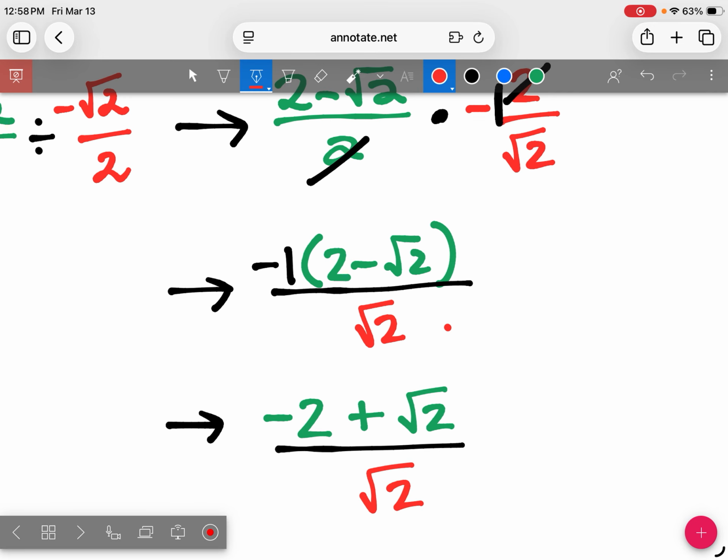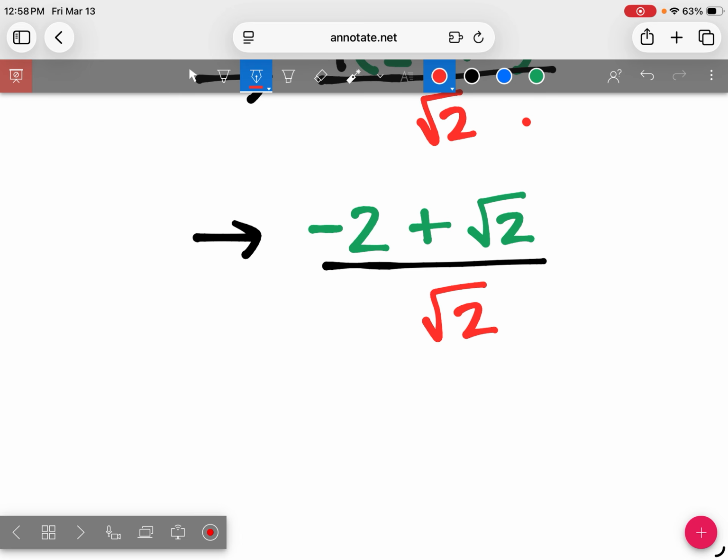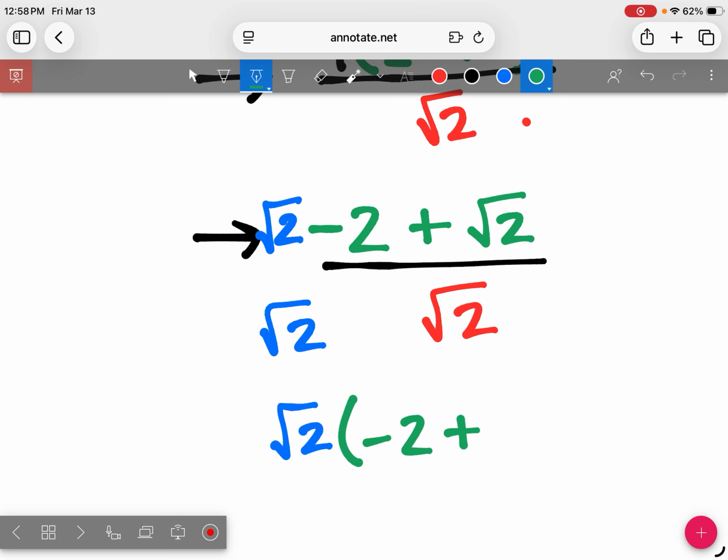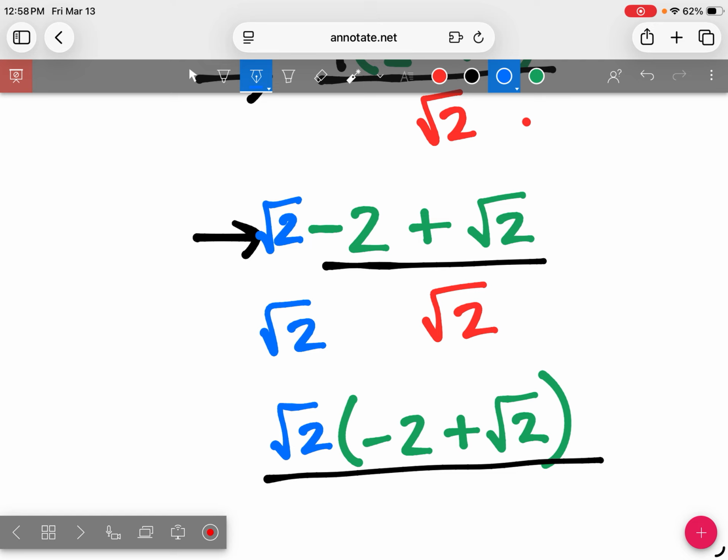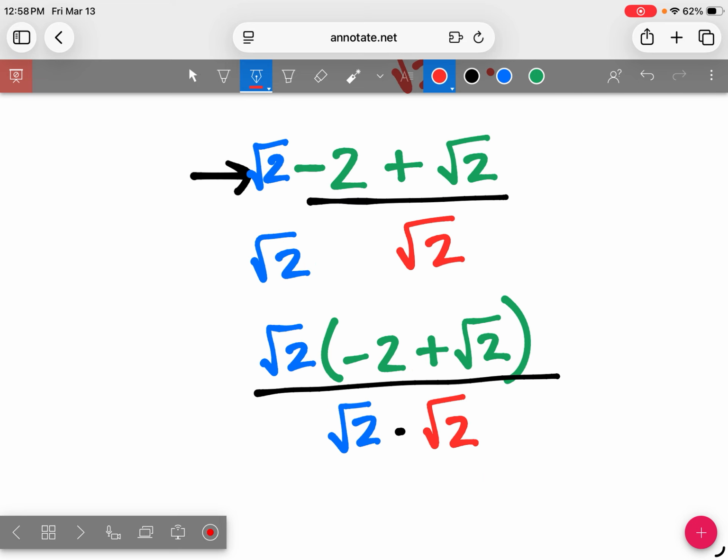It did something. Okay, so what I have to do is multiply top and bottom by the square root of 2. So I'm going to have square root of 2 times negative 2 plus root 2, all over root 2 times root 2. Okay, let's distribute.